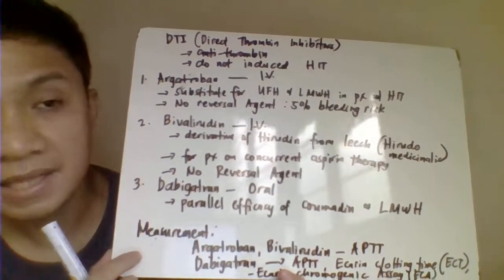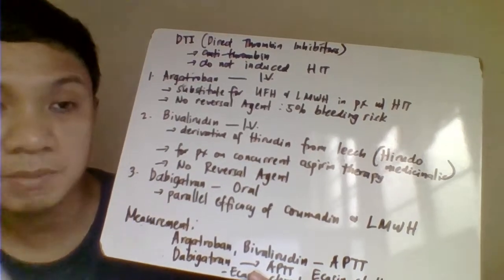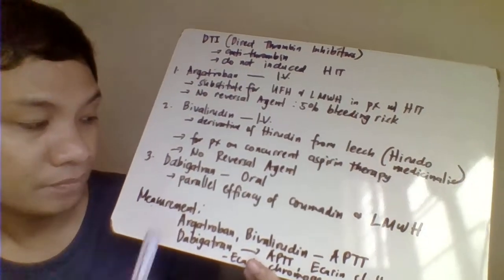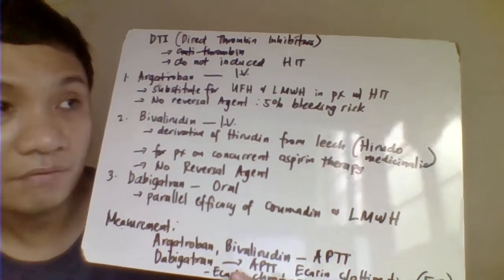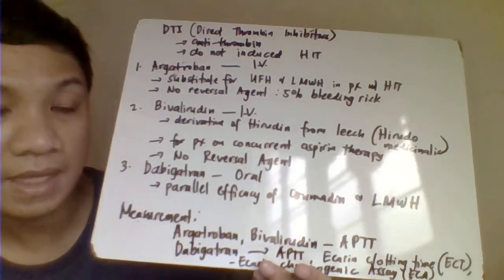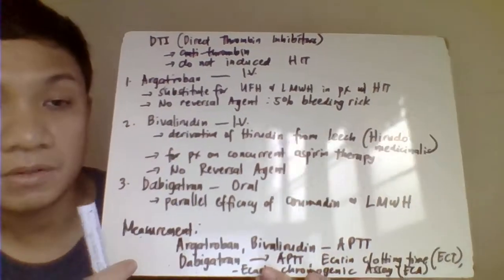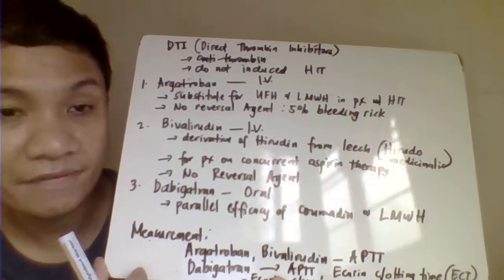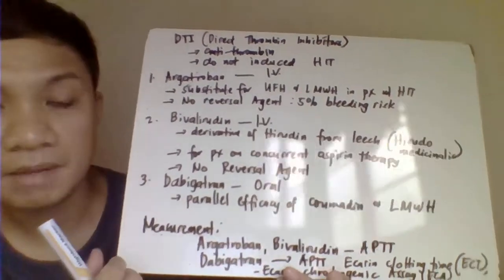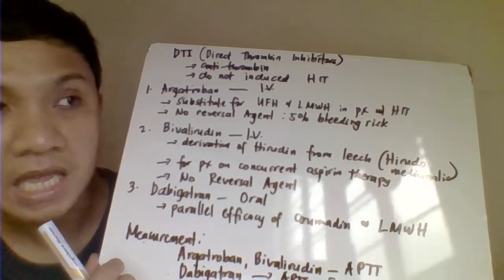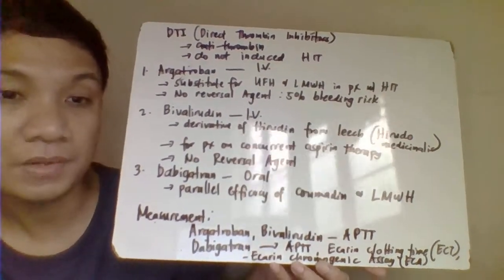Dabigatran. Dabigatran here is an oral DTI. So, it is our only oral DTI. It is taken orally. So, the effectiveness of this one parallels the activity of your coumadin and your low molecular weight heparin. Okay, for the measurement, your argatroban and bivalirudin, again, are given IV and could be monitored by your APTT, whereas your dabigatran could be monitored by your APTT, and could also be monitored by your heparin clotting time or your heparin chromogenic assay.